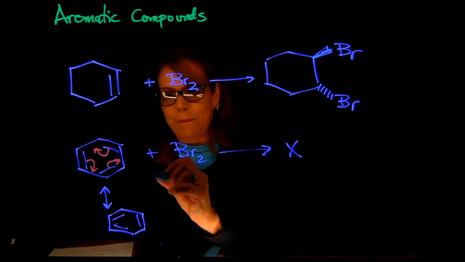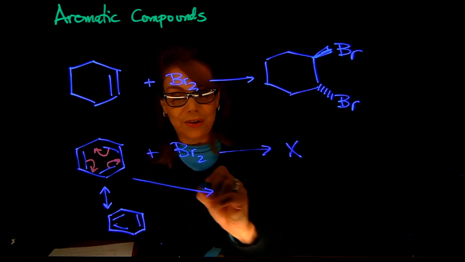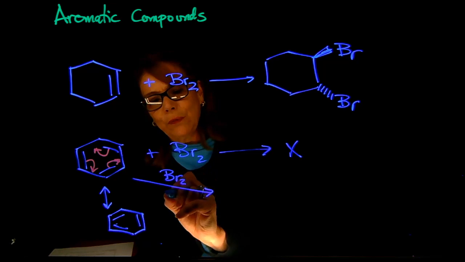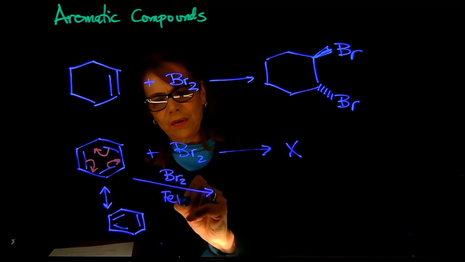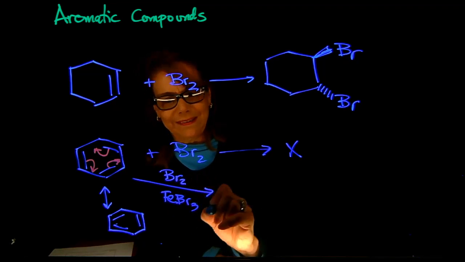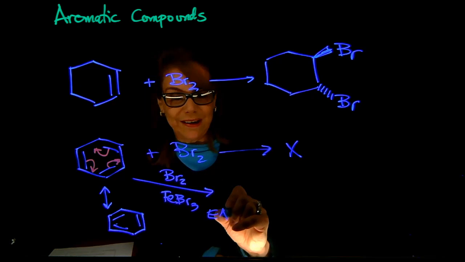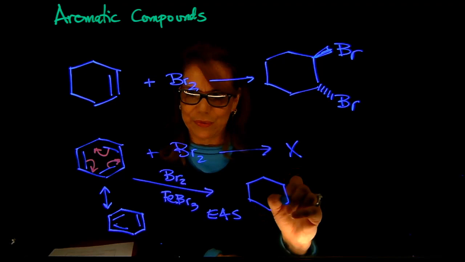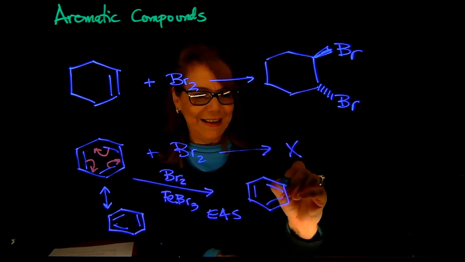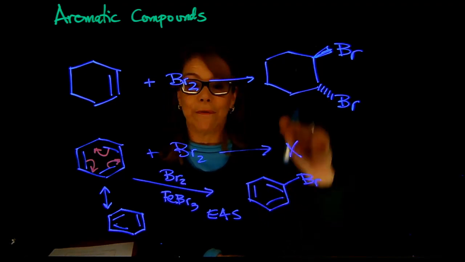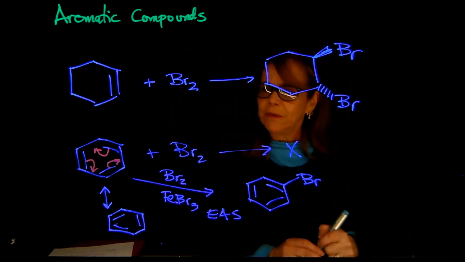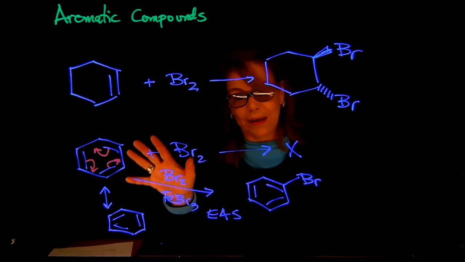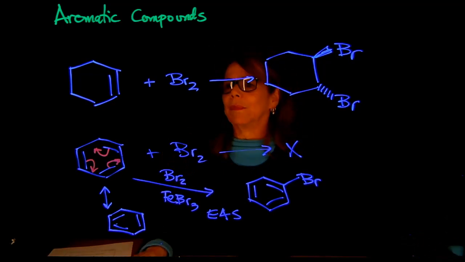And so they need other conditions. For a bromination to happen, actually, we need to use a Lewis acid, and for example, we can have iron tribromide. That's an electrophilic aromatic substitution, which you will learn in organic chemistry, if you haven't yet. That happens through a very different mechanism. So it will not react the same. This is because aromatic compounds are particularly stable.